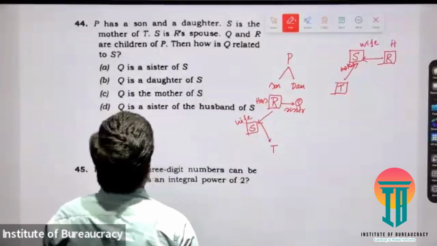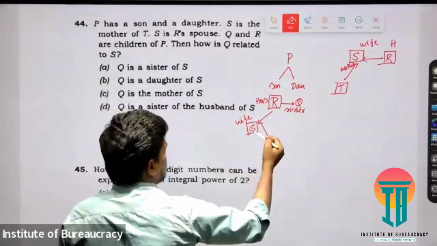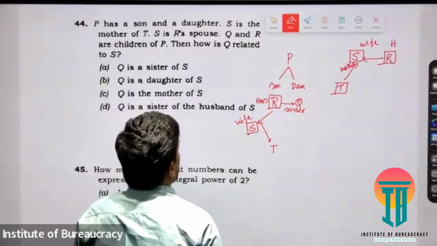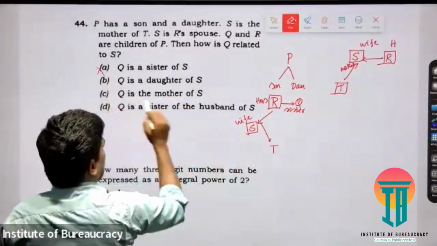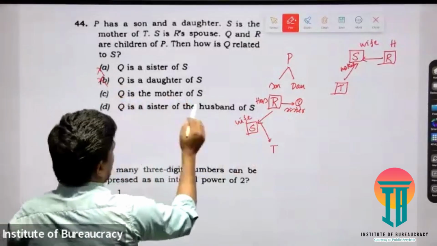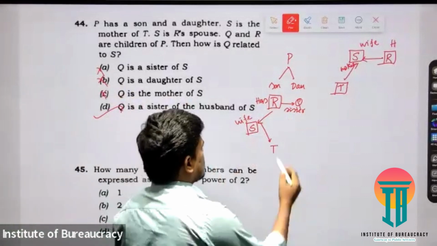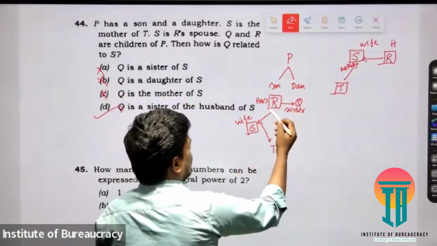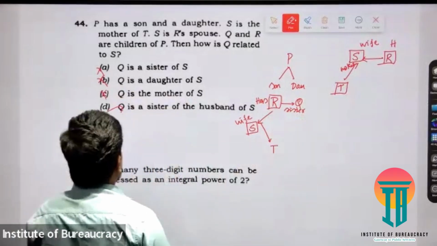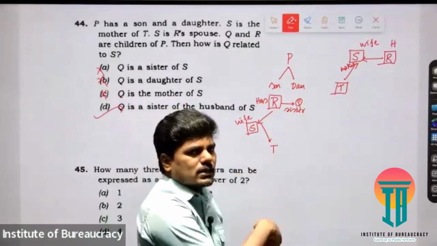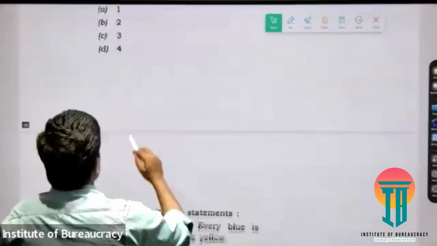What is the question? How is Q related to S? Is Q a sister of S? No. Is Q a daughter of S? No. Is Q a mother of S? No. Q is a sister of the husband of S. So Q is a sister of the husband. The husband of S is R. R's sister is Q. That's the answer. D is the answer for the question. Again, this is also a simple question, not a difficult one. We'll go to the next one.